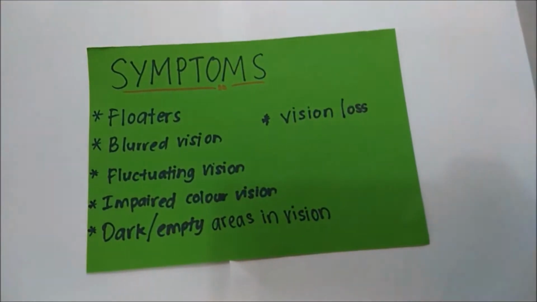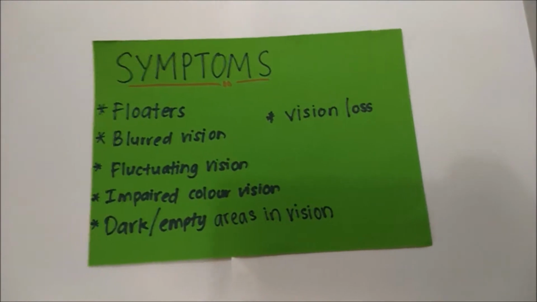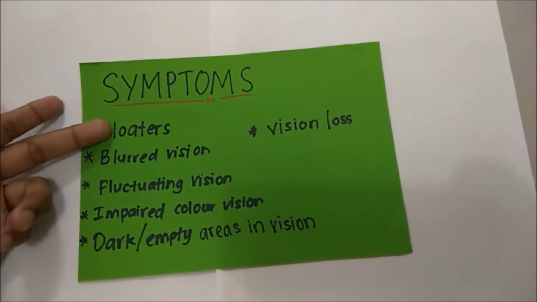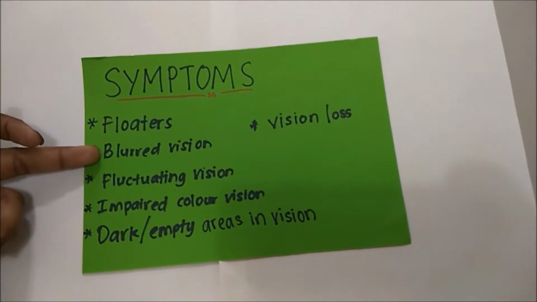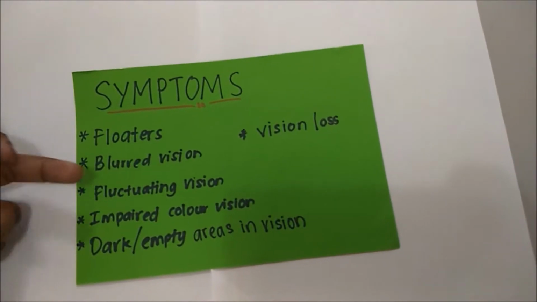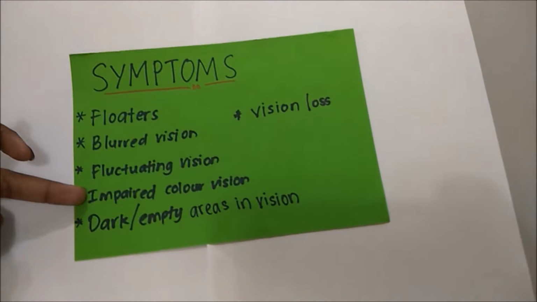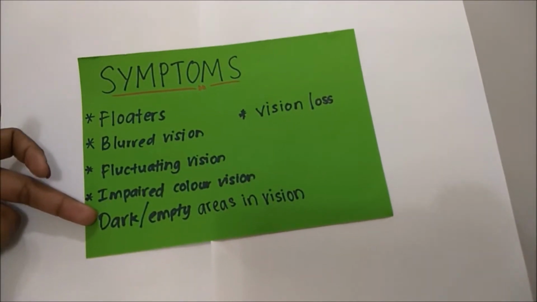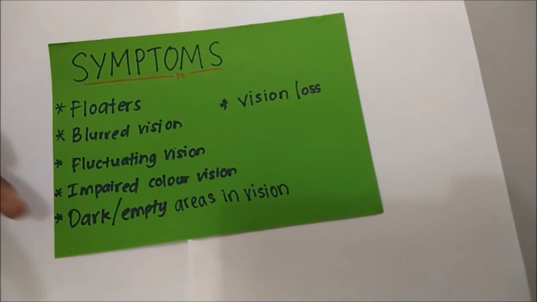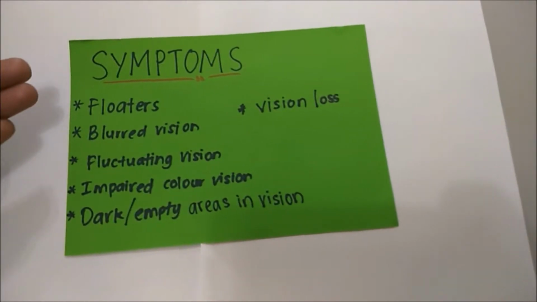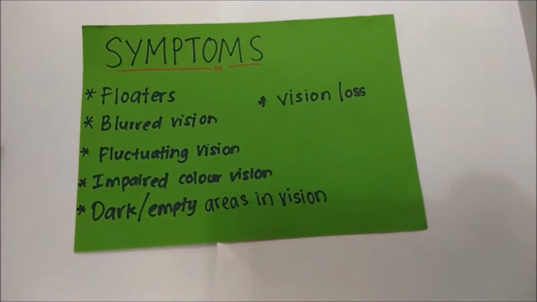Let's discuss the symptoms. Bleeding from the abnormal retinal blood vessels causes floaters. Blurred vision is due to diabetic macular edema, and fluctuating vision also happens. Impaired color vision happens. Even dark or empty areas in vision are present, and finally vision loss. These symptoms will happen in both eyes.